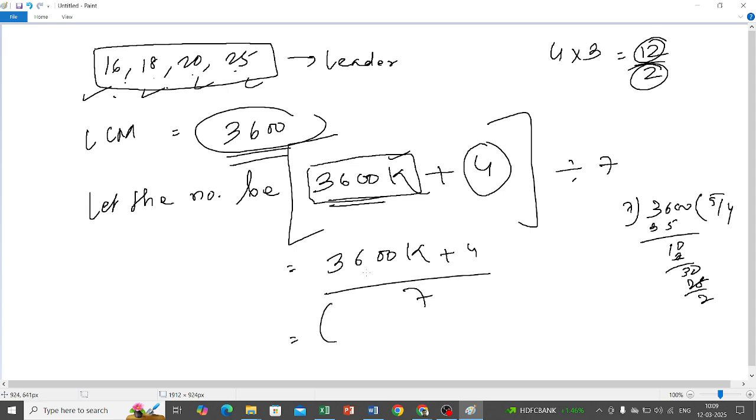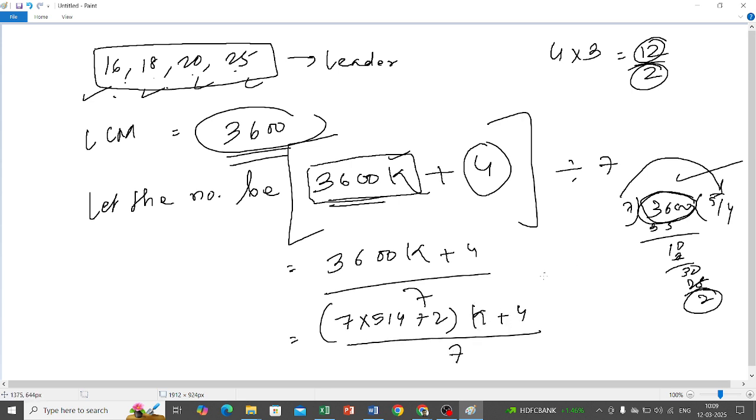So that means I can write down 3600. 3600 को मैं क्या लिख सकता हूँ? 7 into 514 plus 2. ये जो divisibility है यहाँ से मैं लिखा. देखो 3600 को क्या लिख सकते हैं? जो divisor है into quotient plus remainder, outside k plus 4 by 7. Tell me, did you understand this part or not up to here?